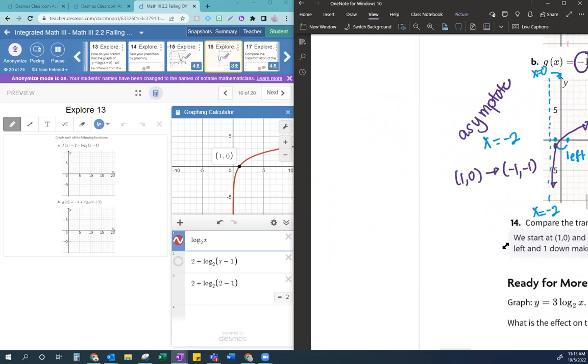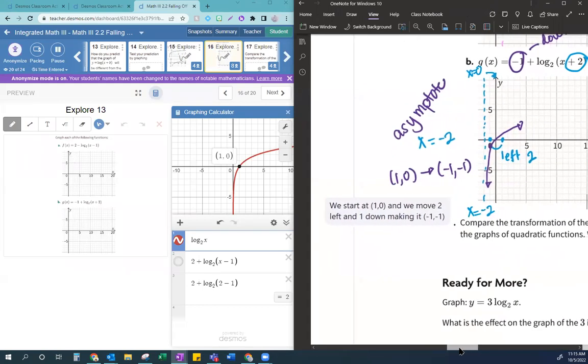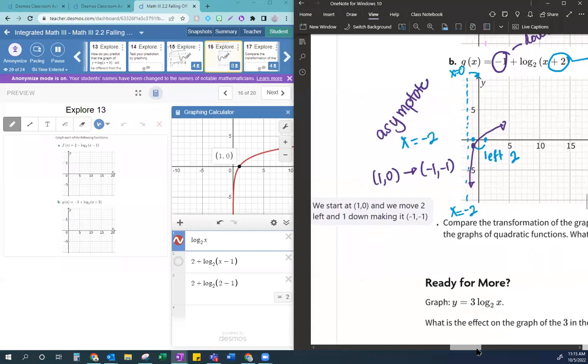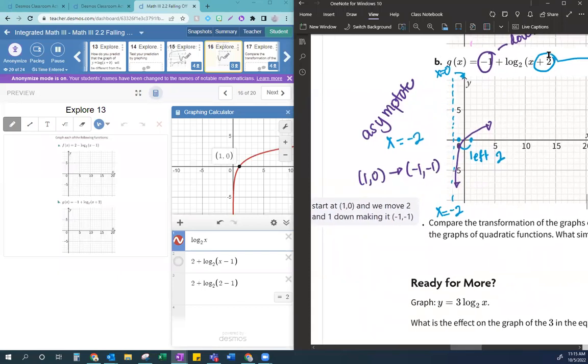So someone said when we start at the point (1, 0), we move 2 to the left and 1 down. We move 1 down here. So think about these as directions, right? Think about these as directions on how to get to your buddy's house, right? Very good. Great directions. Great explanations from that. Awesome work.